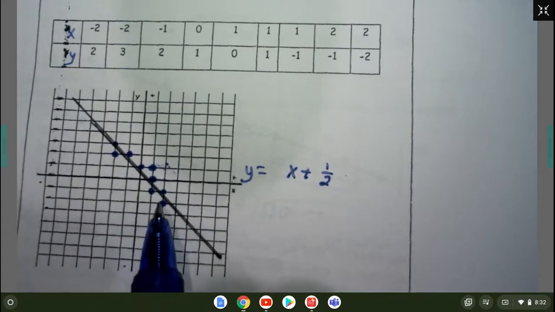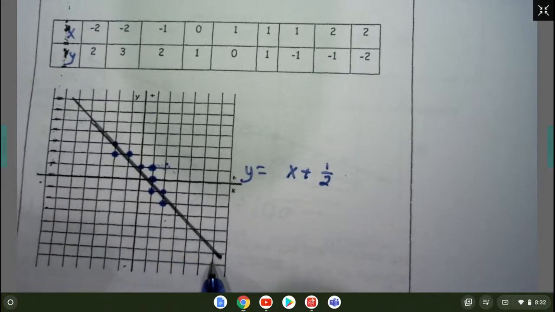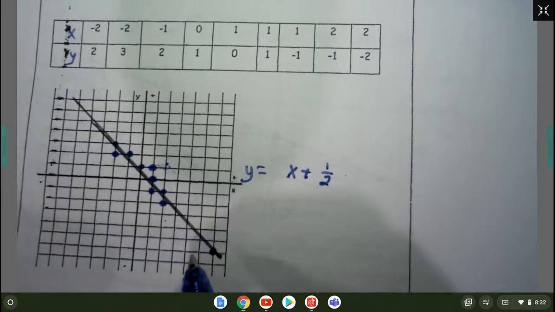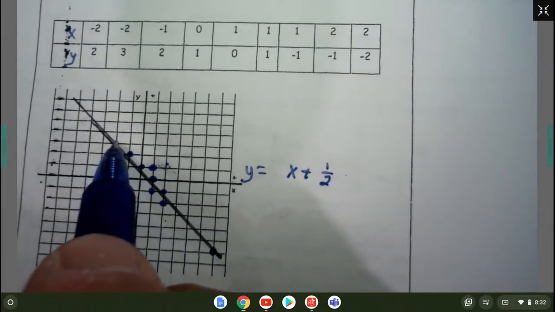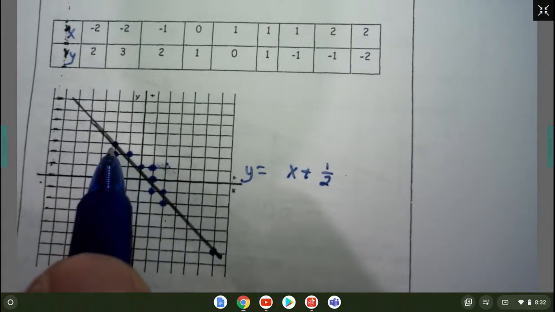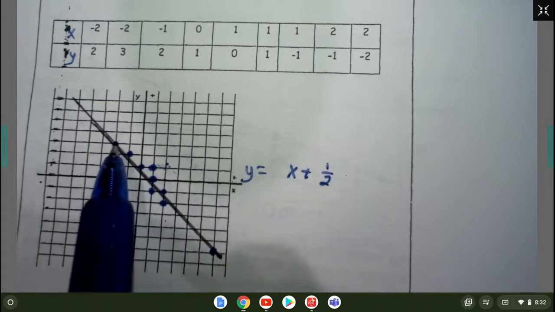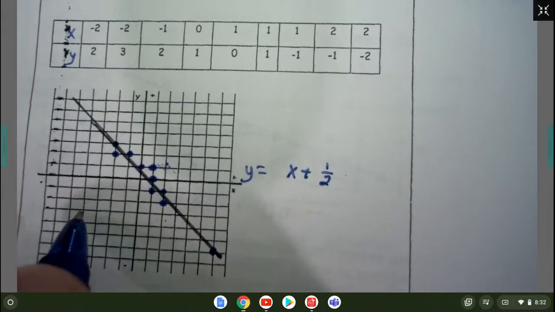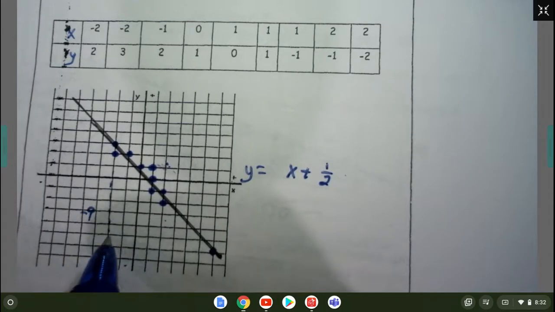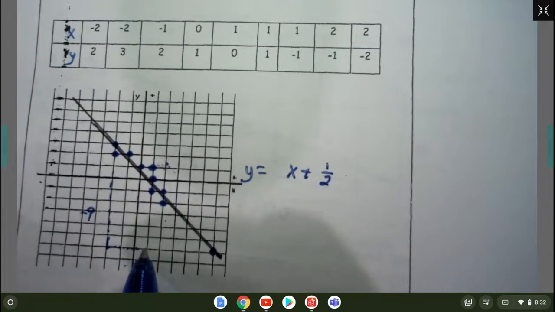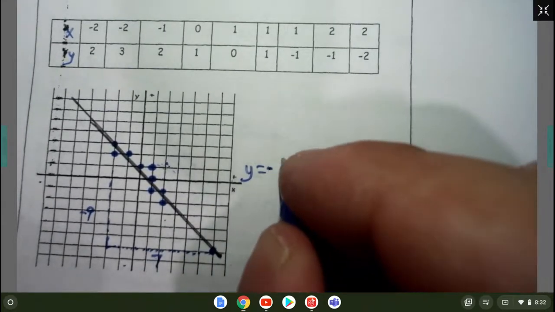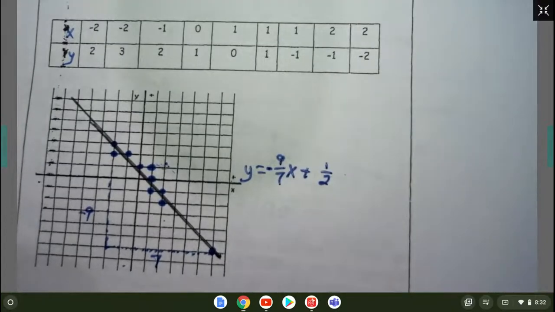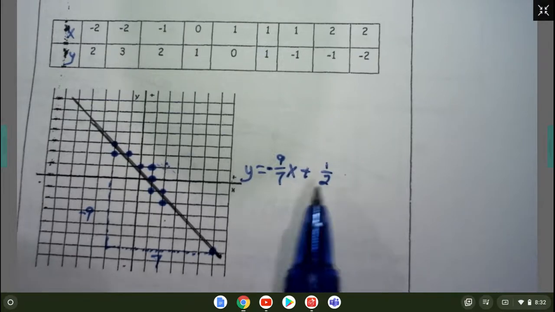Well, I don't see any really good lattice points here. This one's pretty close to a lattice point. What's another one? This one's pretty close to a lattice point too. Let's go from here all the way down to here. That's down 1, 2, 3, 4, 5, 6, 7, 8, 9 points, down 9. And it's going right 1, 2, 3, 4, 5, 6, 7. Oof, that's -9/7 x plus 1/2. That is not a fun slope or y-intercept, but that is our equation.